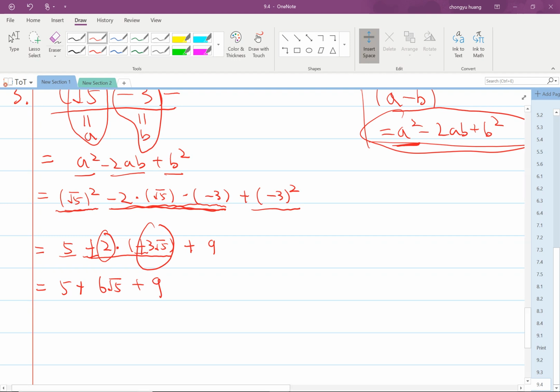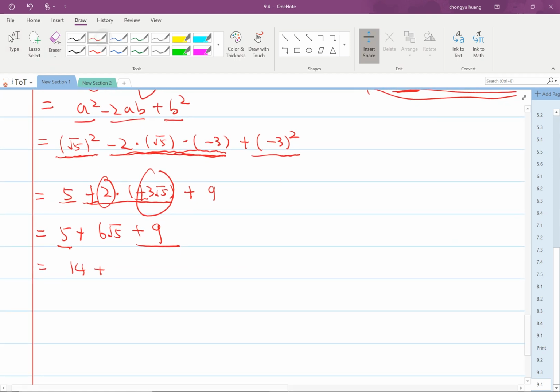And then you can see over here we have a 5, and then we have a 9, right? So 5 plus 9 is actually equal to 14. 14 plus 6 square root of 5, right? Let me write this a little bit better and move it down a little bit. I will show everything later on. So basically all we do over here is just a simple calculation.